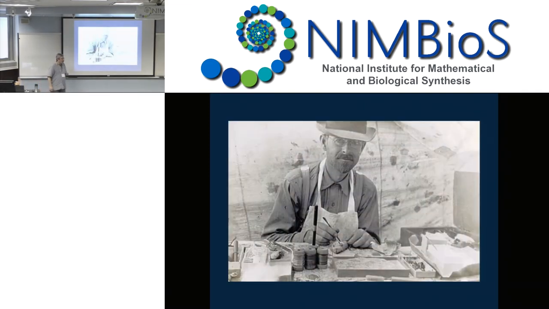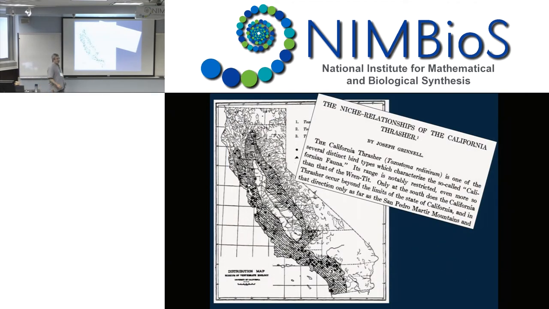So the field kind of starts, maybe that's unfair, but let's say the modern era of the field starts with Joseph Grinnell. That's a picture of him skinning a rat somewhere in California about 100 and some years ago. Grinnell was quite a brilliant man. If you read his work, he anticipated, 50 some years in advance, the entire theory of island biogeography. But one of the crucial things that he did was also to start this almost GIS, but this field of distributional ecology.